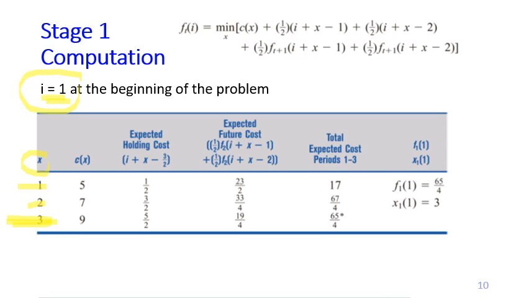Same as before, this is the production cost, this is the expected holding cost, this is the expected future cost. And from all of these possible decisions, the minimum expected cost happens here, which means that we produce 3 units. So the minimum expected cost is 65 over 4 dollars, and our optimal decision in the first month is to produce 3 units.